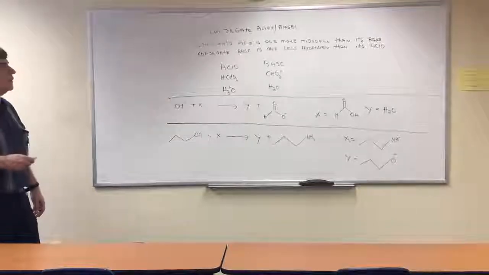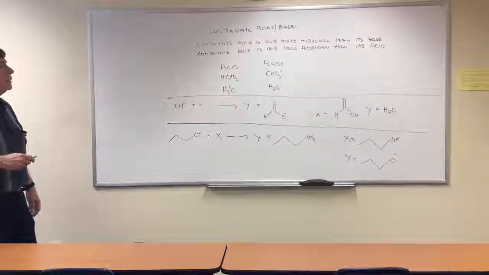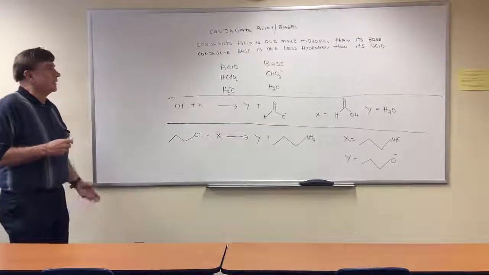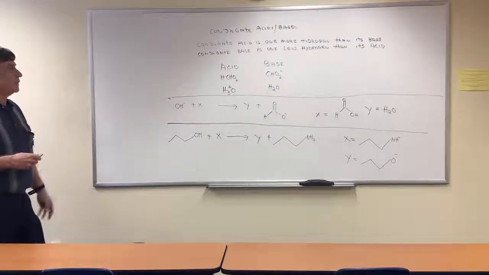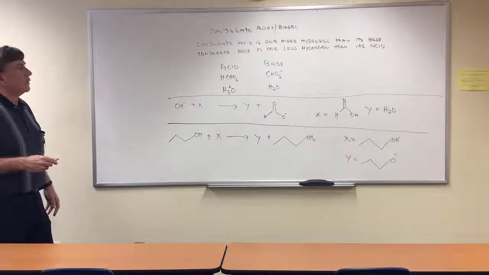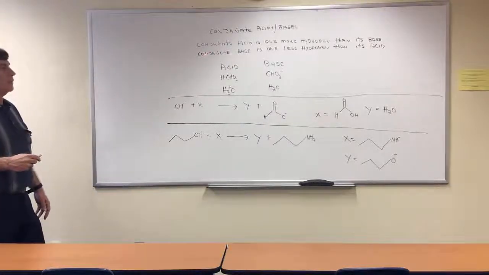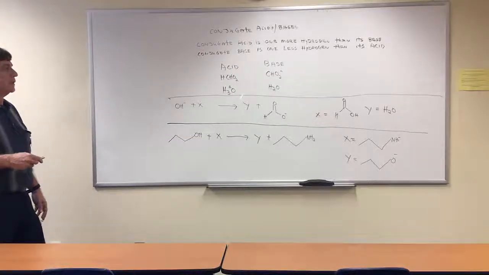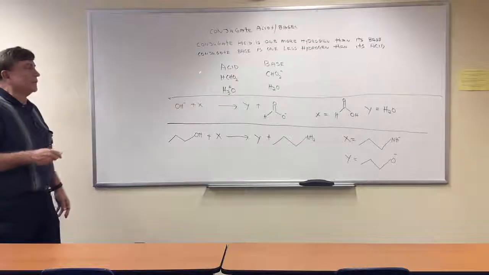Okay, today we're going to talk about conjugate acids and bases, and how they apply to organic. But before we do that, we need to talk about what it means from 1046. So, a couple of definitions. First, a conjugate acid is one more hydrogen than its base. A conjugate base is one less hydrogen than its acid. That sounds real good, but let's look at examples. Examples always make it easier for you to understand.